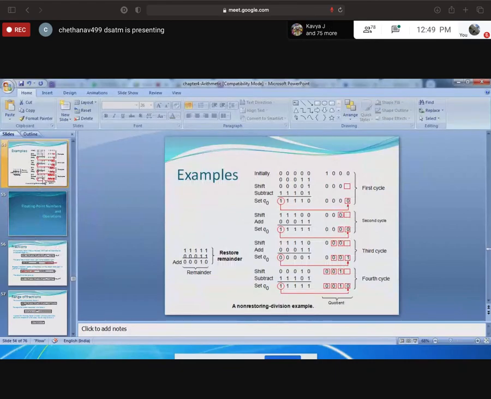Small change, that's all. In restoring, you are going to restore everywhere; here, no need to restore. But there, you are going to subtract everywhere; here, no need to subtract everywhere. So based on the leftmost bit, you have to subtract or add.